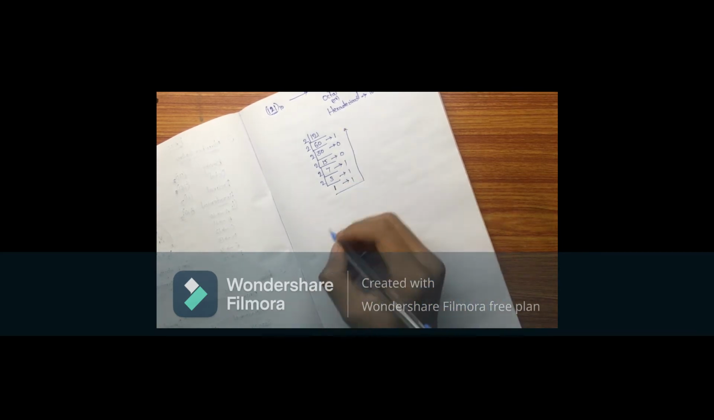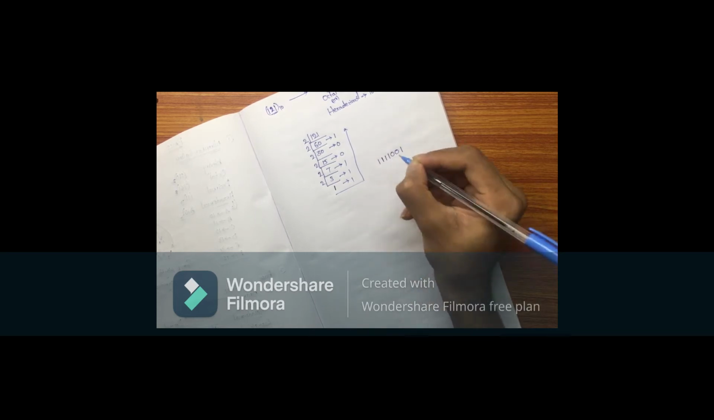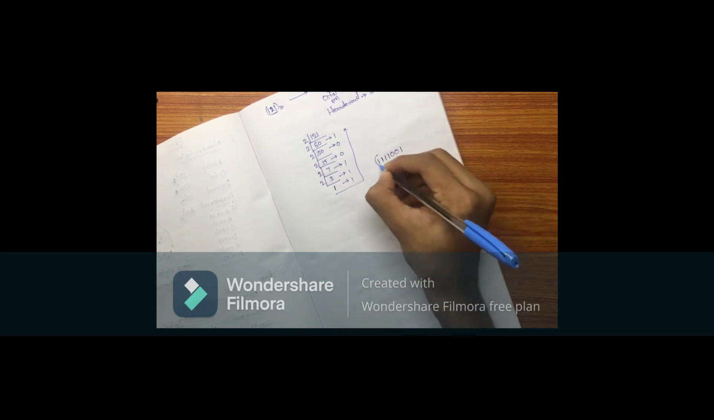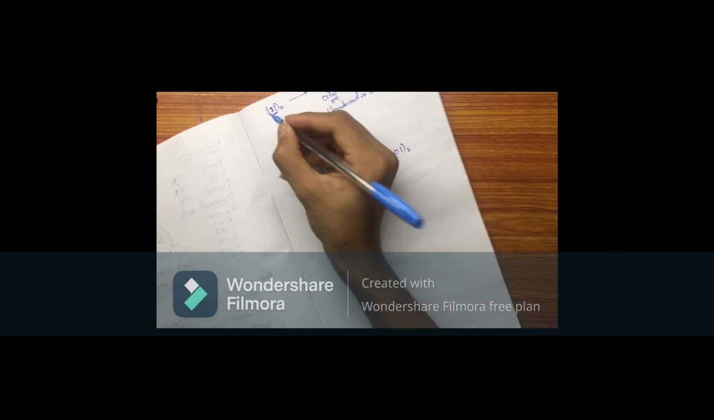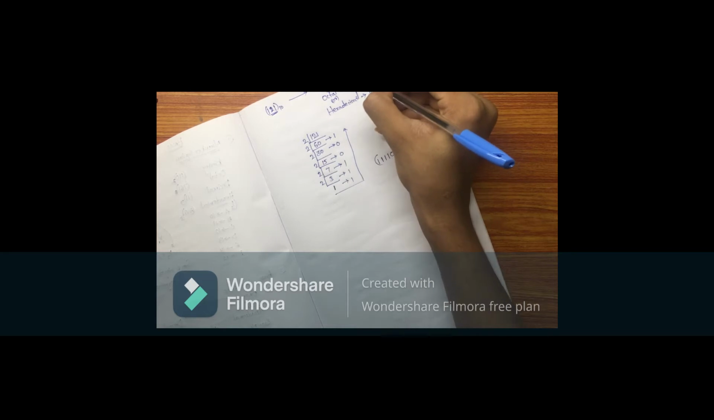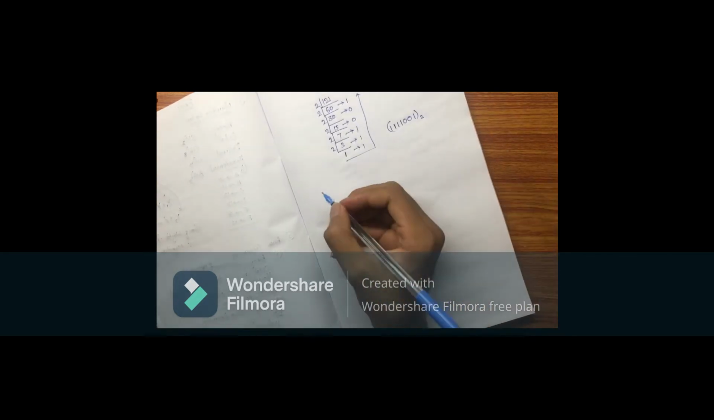In this way you have to write this. So the number is given like this: 1 1 0 0 1. So this will be the binary equivalent of this decimal. Similarly we can do it for octal and 16. Let me give one more example, which is very important.